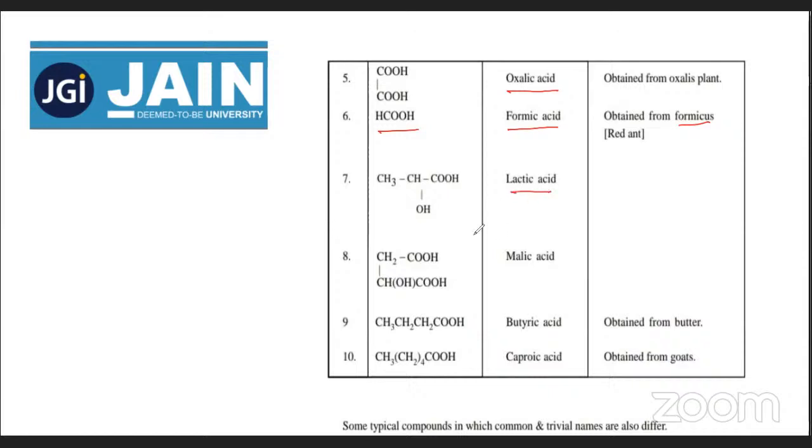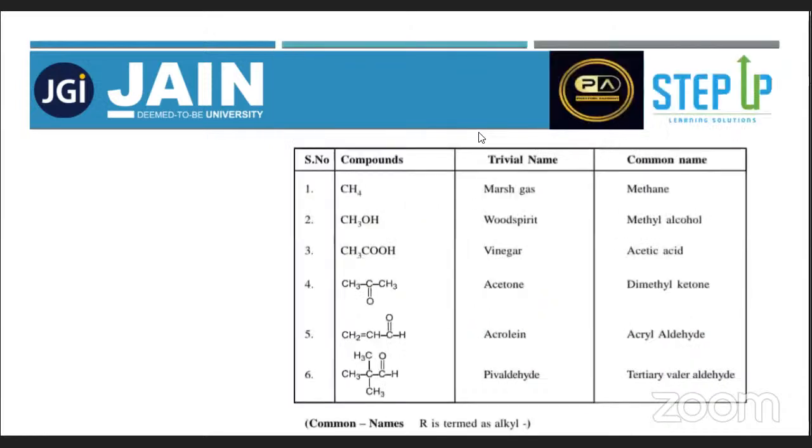Then this is lactic acid. This one is malic acid, butyric acid, caproic acid. So all this is there in the NCERT textbook, or the textbook which is being followed for you as well. Because of this, we are trying to incorporate it here, so that's why we are trying to keep the names here.